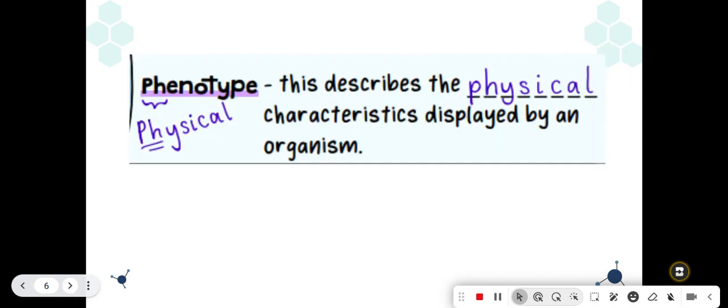This all leads us to our phenotype, which is the description of the physical characteristic that the organism displays. So my genotype for blue eye color might be homozygous recessive for blue eyes, and my phenotype is blue eye color. So it's the description of what it actually looks like.